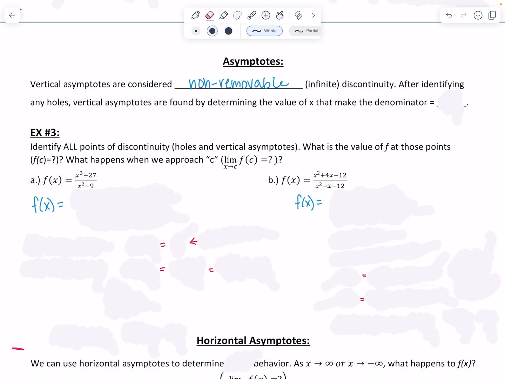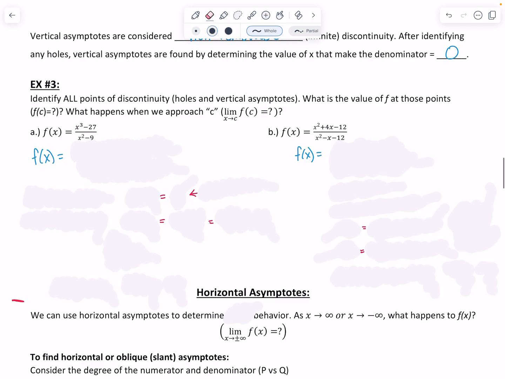After identifying any holes, vertical asymptotes can be found by determining the value of x that makes the denominator equal 0. So after getting rid of your holes or identifying where your holes are at, putting your function in most simplified form, is there any factor that's going to cause that denominator to equal 0? Remember, we're not allowed to divide by 0. That's undefined, right? Let me show you an example.